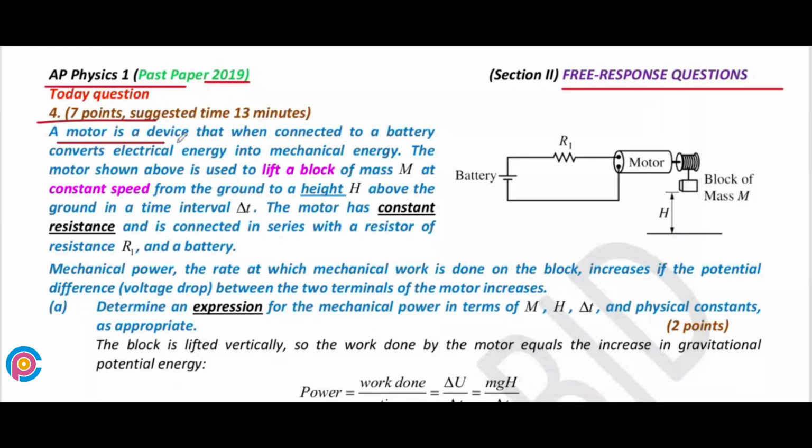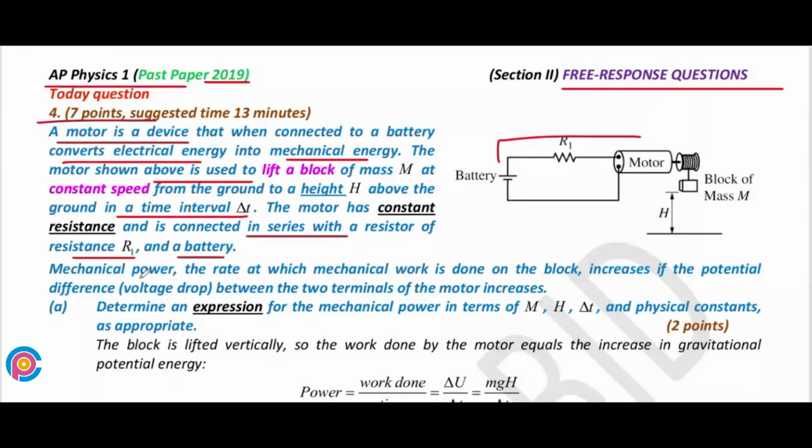In the question, a motor is a device that, when connected with a battery, converts electrical energy into mechanical energy. The motor shown above is used to lift a block of mass m at constant speed from the ground to the height h above the ground in time interval delta t. The motor has constant resistance and is connected in series with the resistor R1 and the battery as shown in the figure. It is a series path.